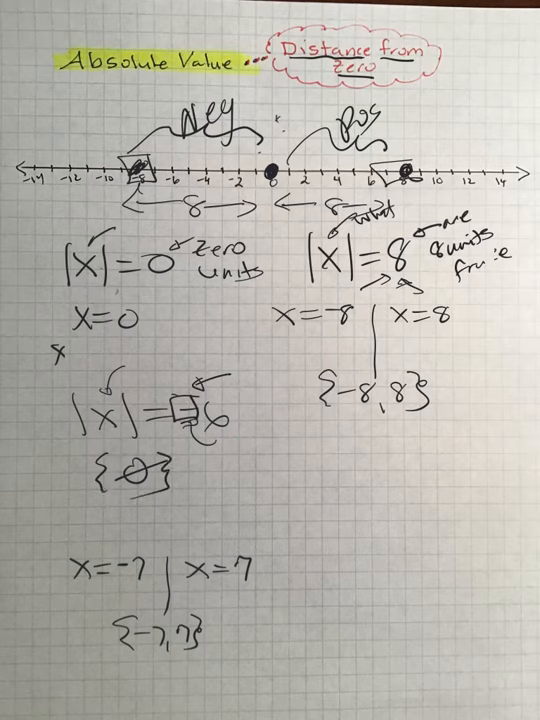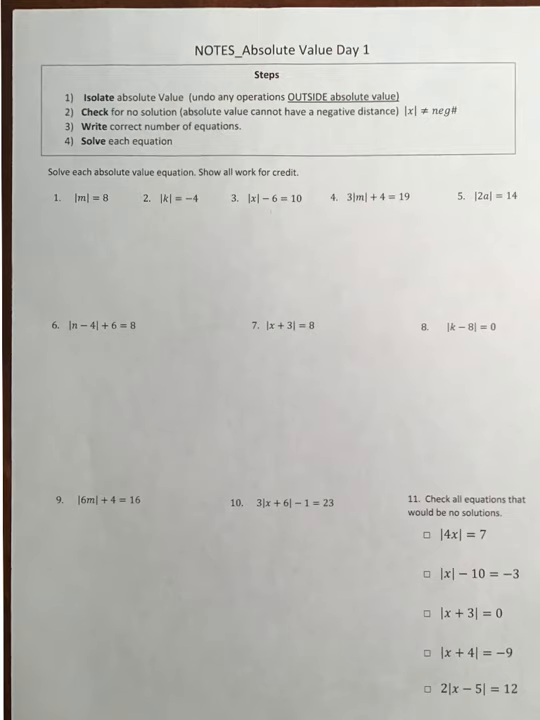So now let's look into solving some equations. Okay, step one, you want to isolate the absolute value. That means you have to undo any operations that are outside the absolute value first. Then the second thing you want to do is check for a no solution. Remember, the distance cannot be negative. So if the distance is negative, then you have no solution. And you only check for a no solution after you've done step one. And then step two is to write the correct number of equations.